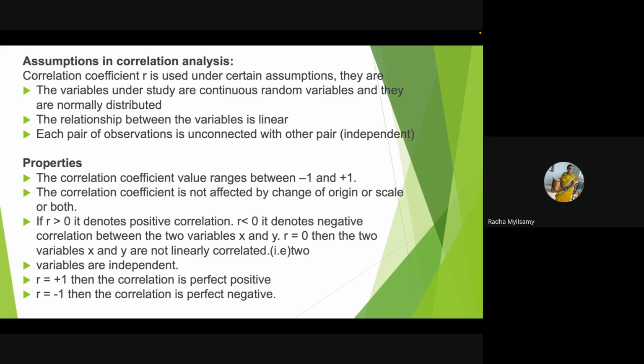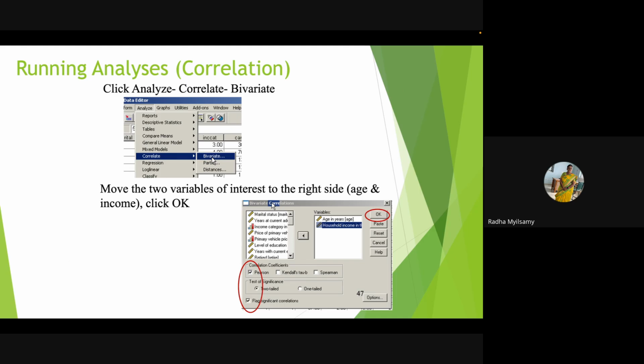Correlation coefficient R is used under certain assumptions. The variables under study are continuous random variables and they are normally distributed. The relationship between the variables is linear, and each pair of observations is unconnected with the other pair. This is the assumption taken for correlation, and the properties are: correlation value lies between -1 and +1. If it is minus values, it is negative correlation. If it is positive values, it is positive correlation. Those are all the properties of correlation.